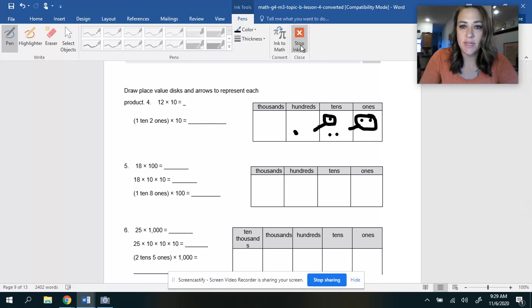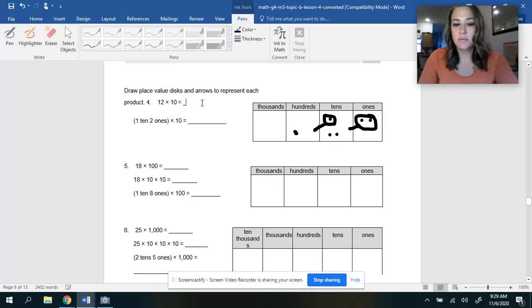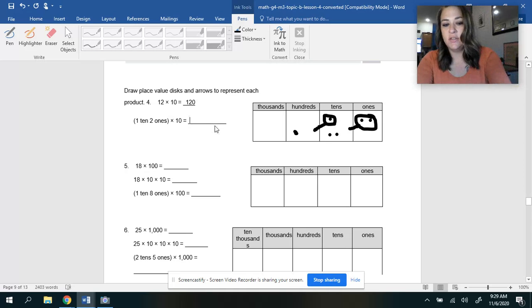Okay, so when I come back over here, I'm going to have 100, 2 tens, and 0 in that ones place. So 12 times 10 is going to give us 120. 1 10 and 2 ones times 10, if we were to show that in word form, would be 12 tens.